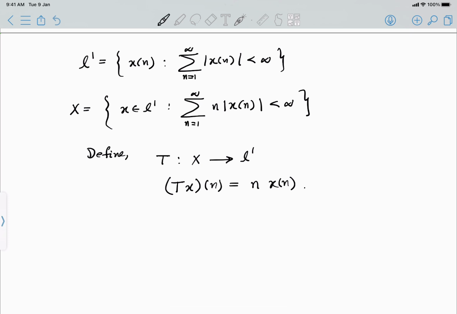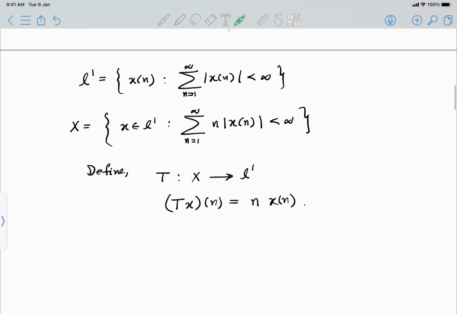Okay, so this is the linear operator from X to L1. Note why this is well defined. We are taking a vector from X and sending it to n xn. For every element in X, the sum of n xn is finite, meaning n xn is in L1. Therefore T x lies in the space L1, so this is well defined.